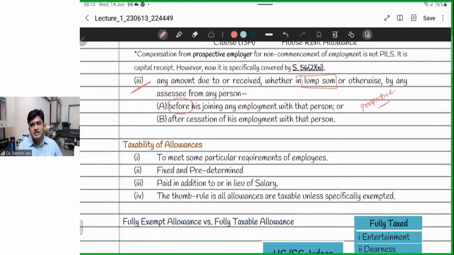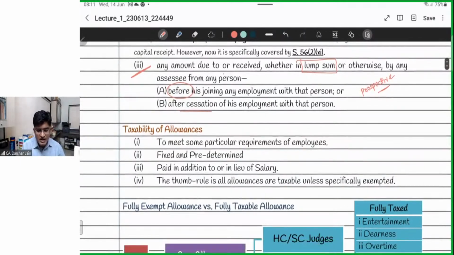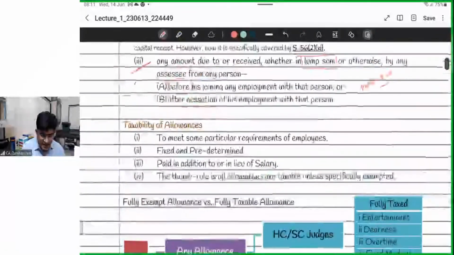And this is something of recent origin, wherein employers have been giving sign-on bonuses. Let's say there is a stiff competition between two employers, Google and Microsoft. Microsoft wants some of the employees from Google, and therefore it gives a sign-on bonus: you leave Google, come to us, and we are going to give you 10 lakh rupees as a sign-on bonus. Now, this amount is accrued before joining of the employment, but yet it is taxable as profit in lieu of salary. Similarly, an amount received after cessation of employment, because it is by virtue of employment, is entirely taxable as profit in lieu of salary, right?